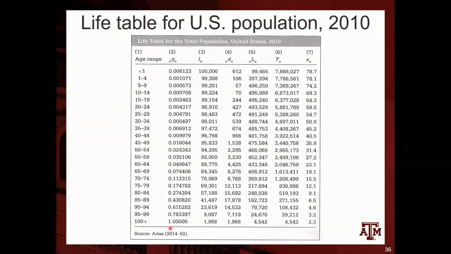And of course, for some life tables in some countries, we don't have such refined information on mortality for older groups. We can have only up to, for example, 80 plus or 85 plus.